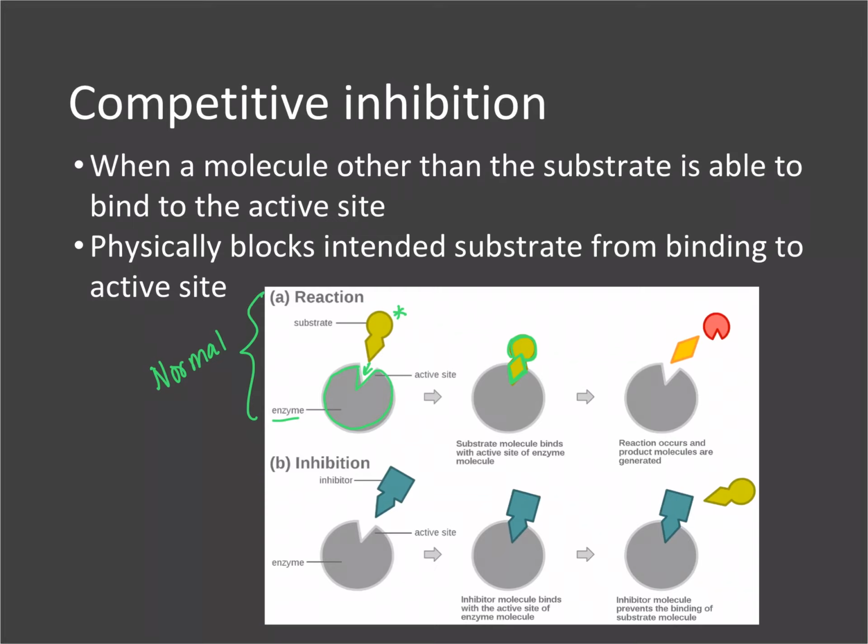Now, in competitive inhibition, that's what we're seeing down here at the bottom, where we have something that looks kind of like the substrate. So it still has a similar shape as the substrate, but it's not the substrate. And what happens is that it binds to the active site and it physically blocks the active site. So now the substrate can't get to where it needs to go, which means that the enzyme can no longer catalyze that reaction because the substrate can't get to the active site.